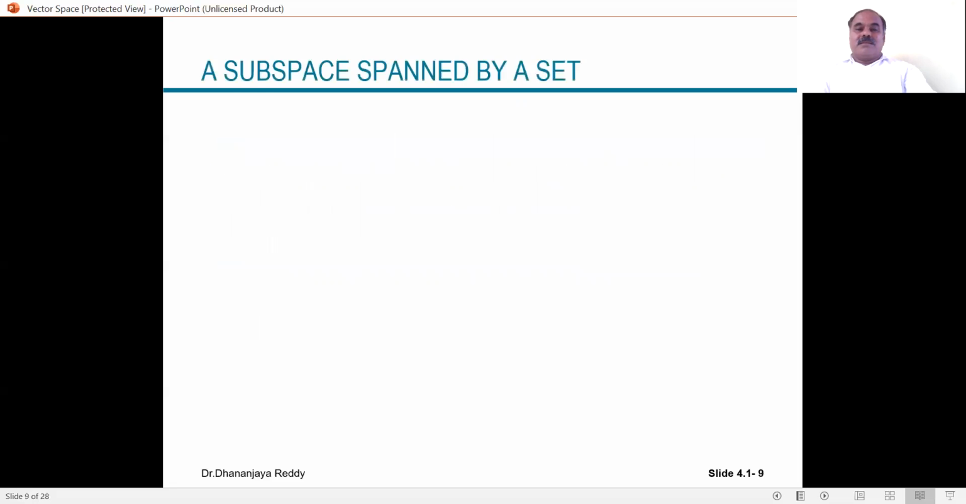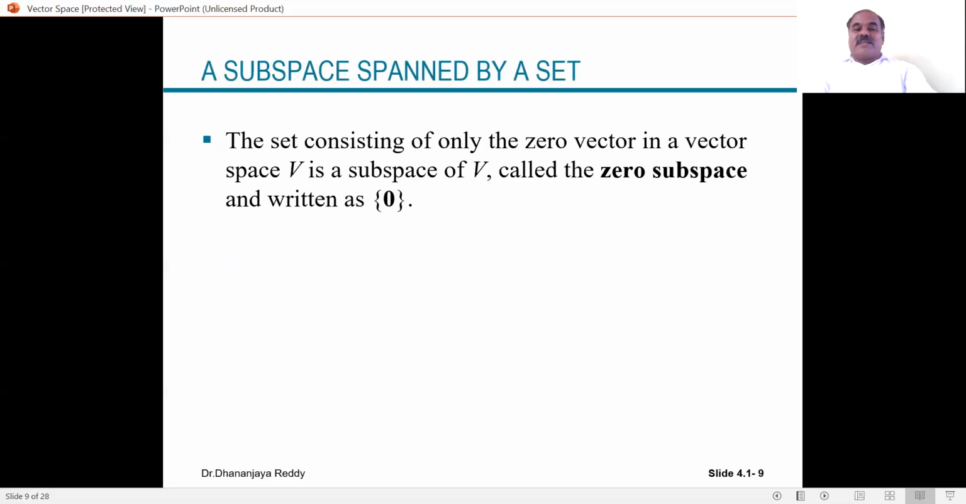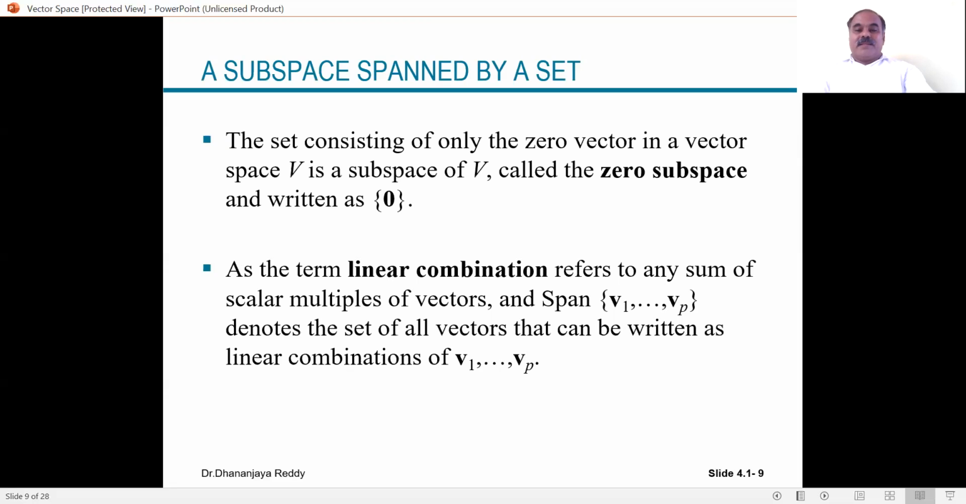Now, let us go for another property. The set consisting of only the zero vector in a vector space V is a subspace of V, that is zero subspace. So zero subspace is denoted by flower bracket of 0. Okay, it contains only the zero element.